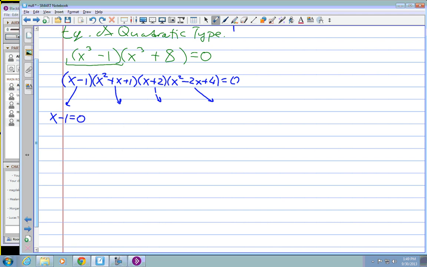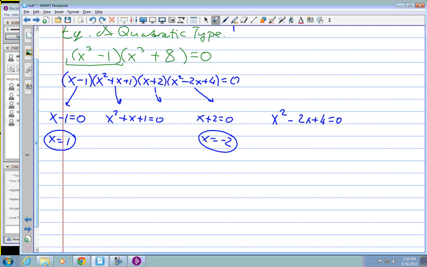X minus 1 equals 0. X squared plus x plus 1 equals 0. X plus 2 equals 0. And x squared minus 2x plus 4 equals 0. Right? Each factor set it equal to 0. So x equals 1 and x equals negative 2. These are your real solutions. You're not going to get any more real solutions.